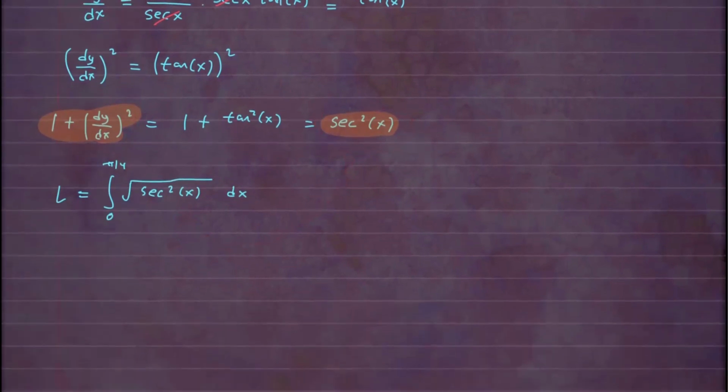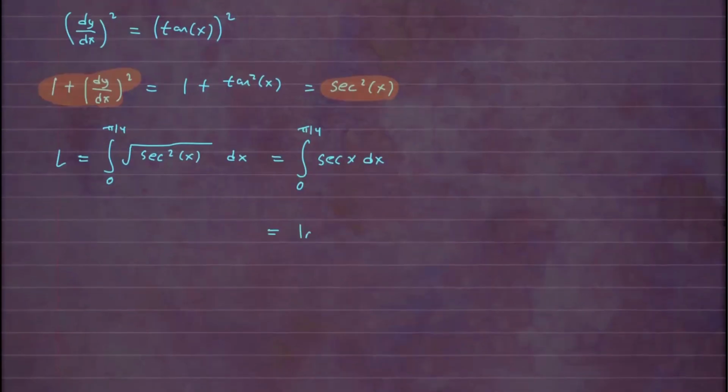If I simplify this, the square root and the square cancel. Within the interval from 0 to pi over 4, secant is positive, so there's no need for absolute value. So this is the integral from 0 to pi over 4 of simply secant of x dx. I hope you remember this integral. It is ln in absolute value of secant of x plus tangent of x, and we're going to evaluate from 0 to pi over 4.